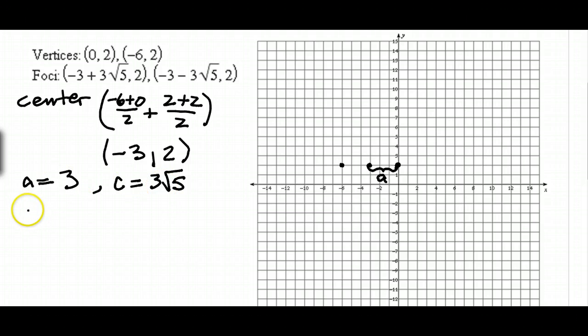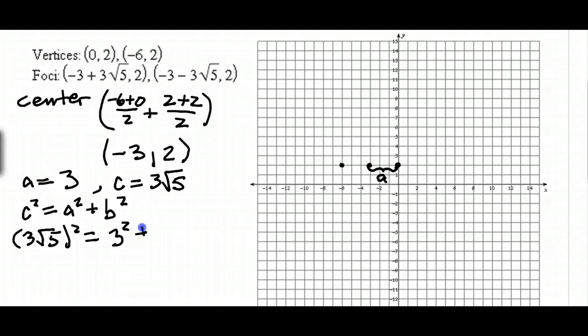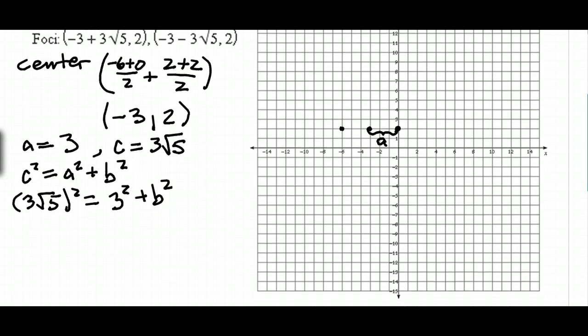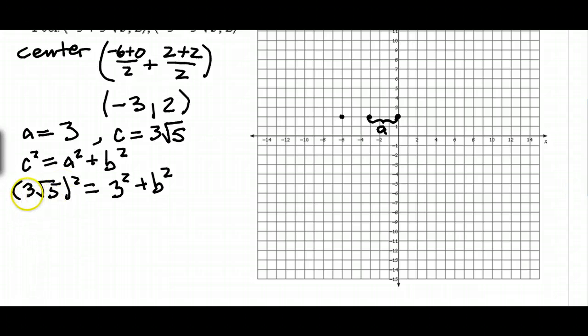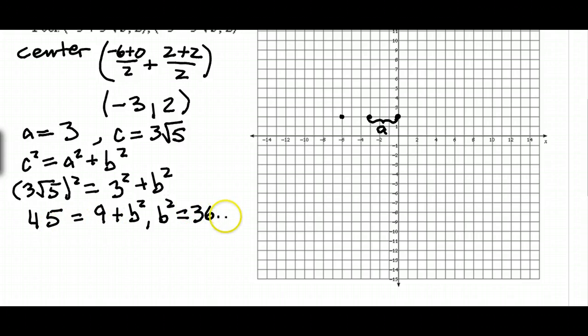So now that I have A and C, I know that C squared is equal to A squared plus B squared. So I'm going to substitute in C. So I have 3 root 5 squared is equal to 3 squared plus B squared. And I'm going to solve that for B. So let's see, 3 root 5 squared, so it's 3 times 3 is 9. And then square root of 5 times square root of 5 is 5. So 9 times 5 is 45, is equal to 9 plus B squared. So B squared is going to be, subtract 9 from both sides, 36. So B is equal to 6.